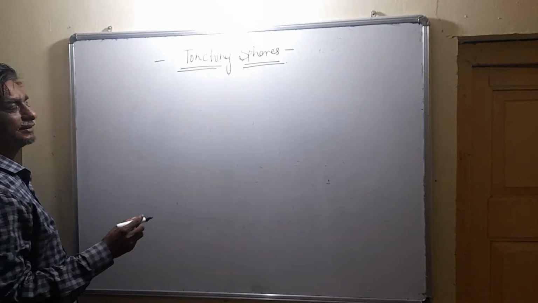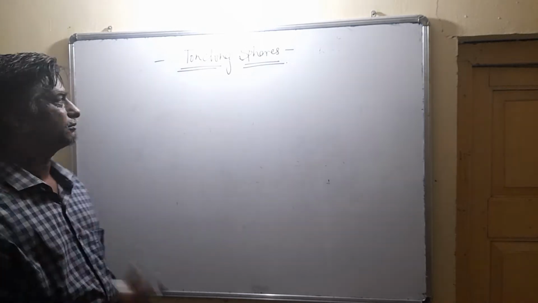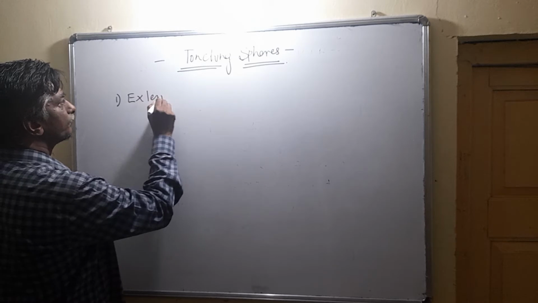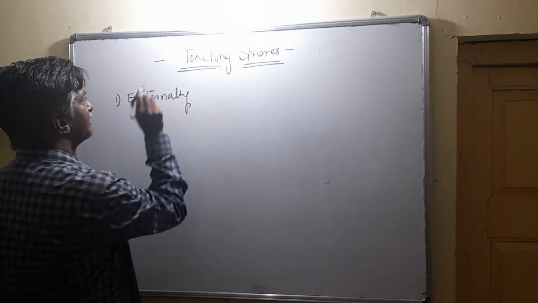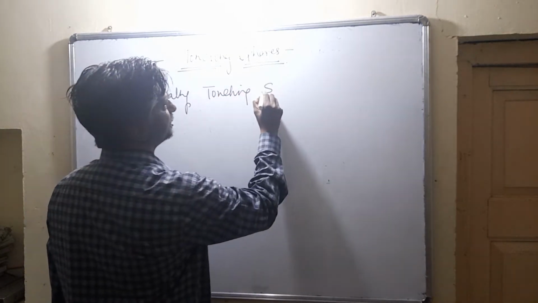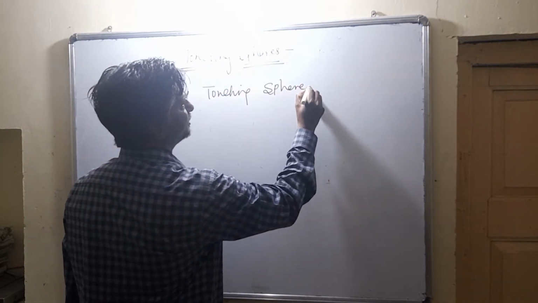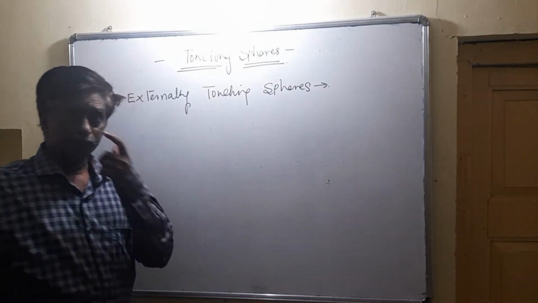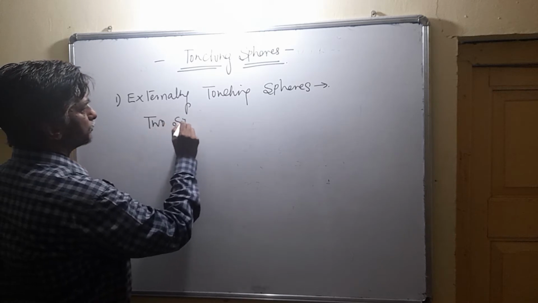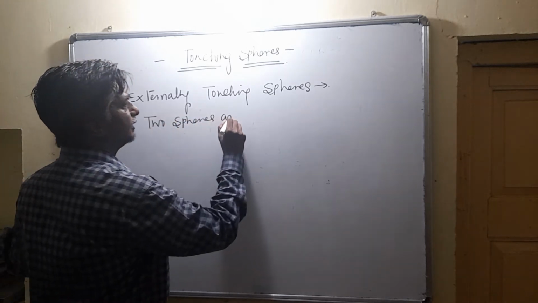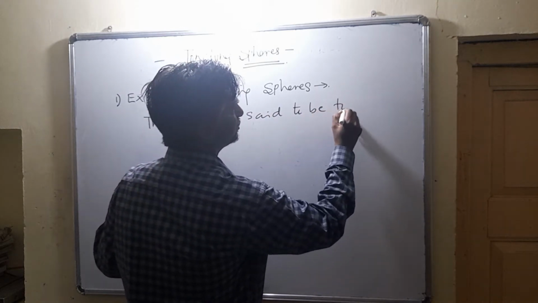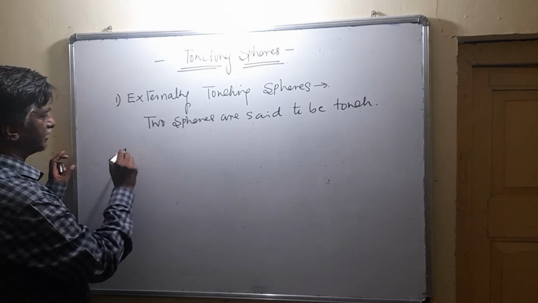In our study, there are two types of touching spheres. One is externally touching spheres. Two spheres are said to touch externally.